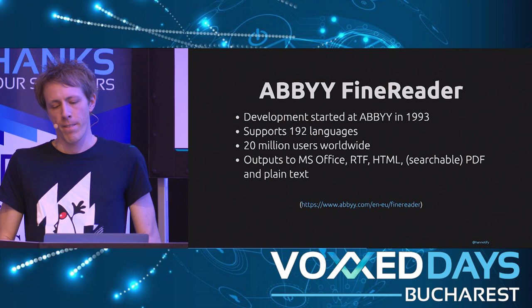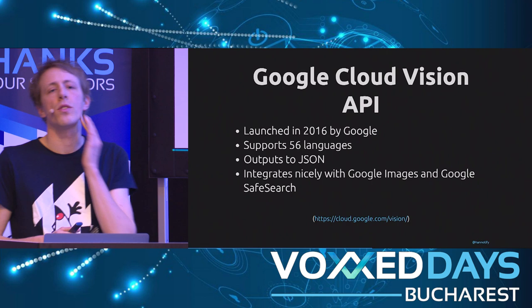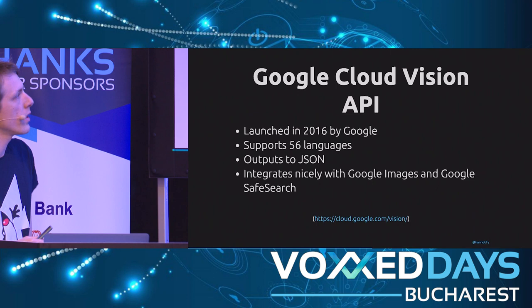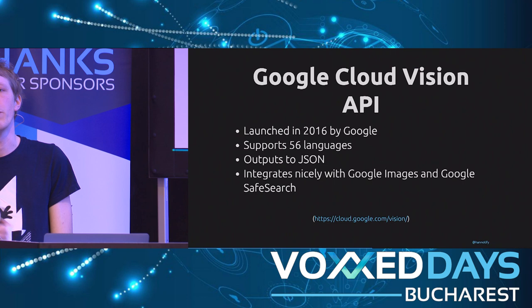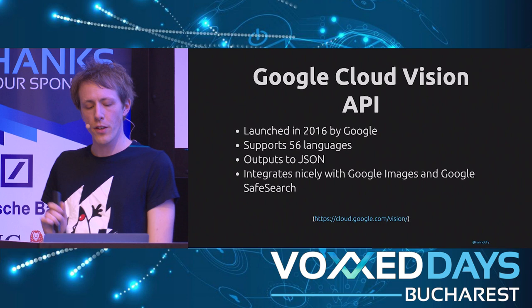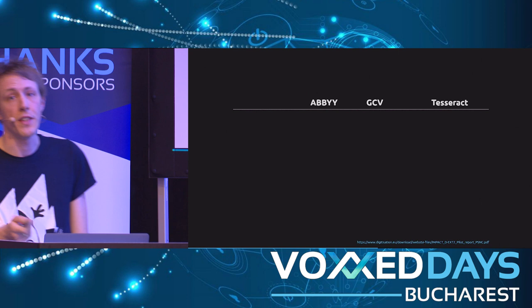There's also the Google Cloud Vision API, which was launched in 2016 by Google. It supports 56 languages, and it outputs to JSON. Well, this is an API version of an OCR library, so you can just call it from any programming language, so no wrappers needed or something. And it integrates very nicely with Google Images and Google Safe Search. So those are nice features, I guess.